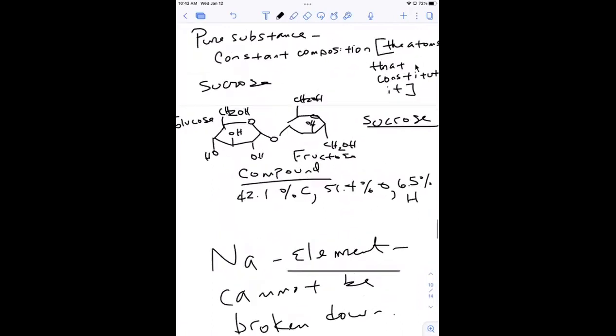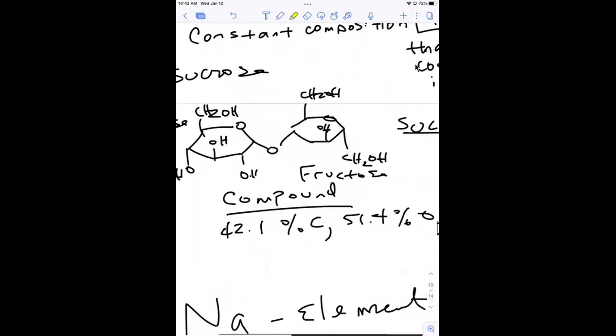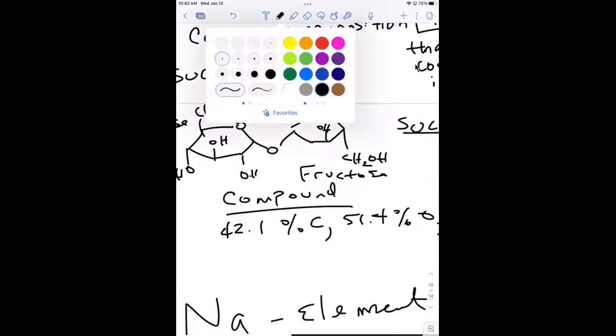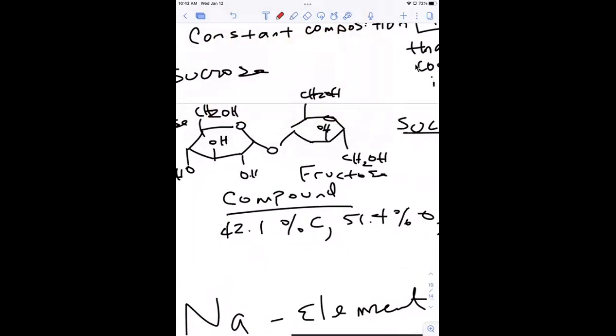Just like this sugar, sucrose, I can break this bond right here. We haven't talked about bond breaking. That's when you get to organic, but this is a bond between oxygen and carbon. I can break that bond. Once I do that, I've altered that compound and made it into something else. All right.